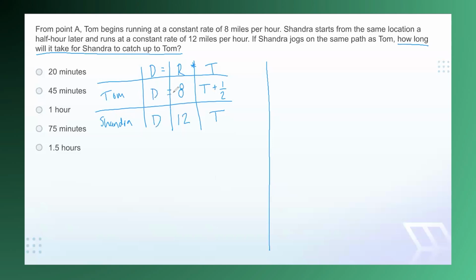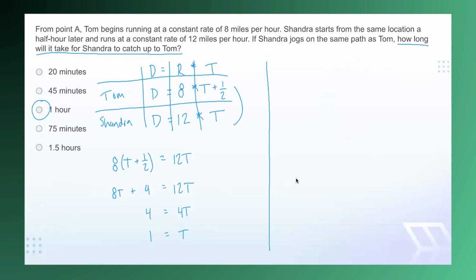So this gives us two equations that are equal to D. And because of this, we can set them equal to each other. So we have 8 times, in parentheses, T plus 1/2 equals 12T. Expanding the left side by distributing, we get 8T plus 4 equals 12T. Subtracting 8T from both sides, we get 4 equals 4T. And then dividing both sides by 4, we get 1 equals T, or answer choice C.